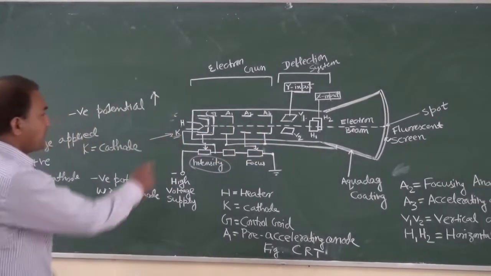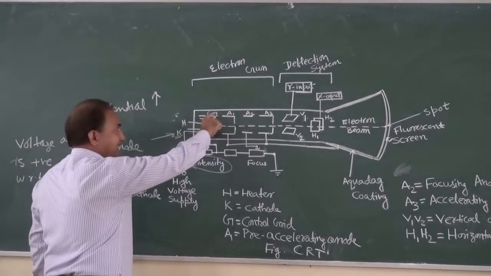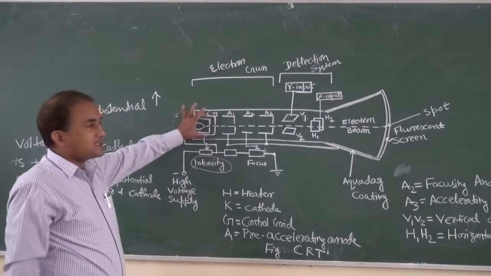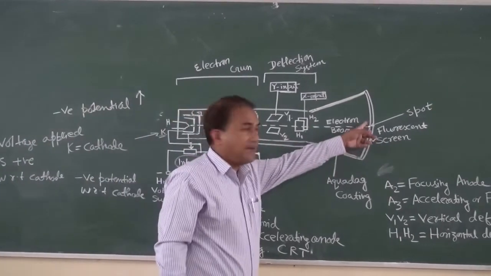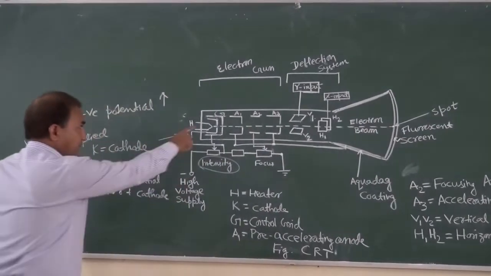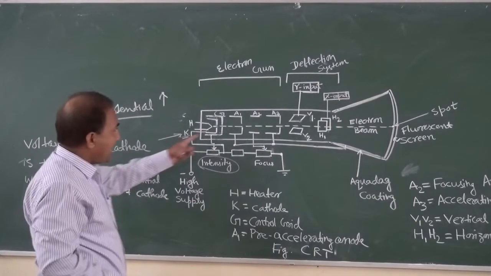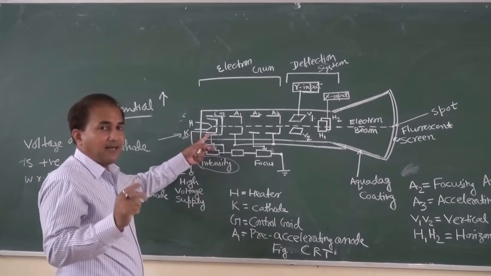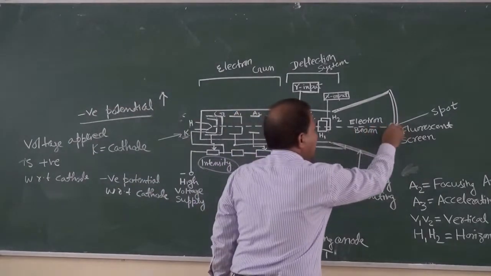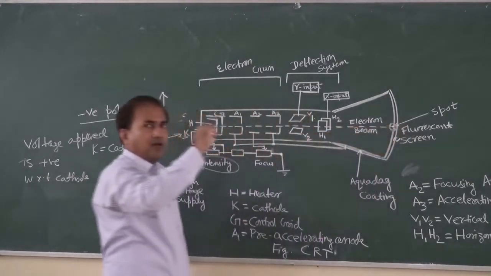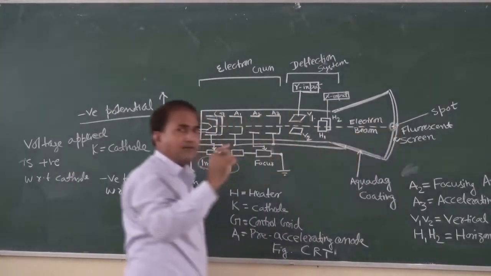Now what is the function of the grid? The function of the grid is that it controls the intensity of the beam. If we are applying more negative potential at the grid, then what will happen? The spot will be dull, dim. You can see the intensity will decrease.